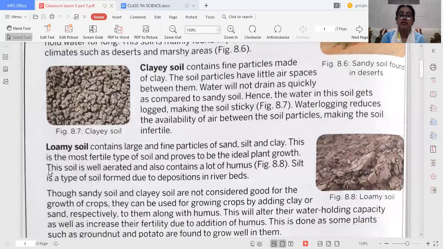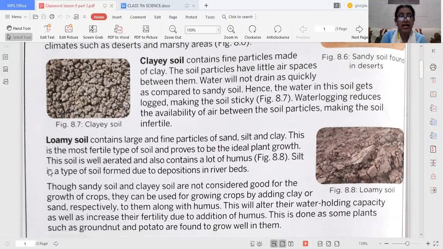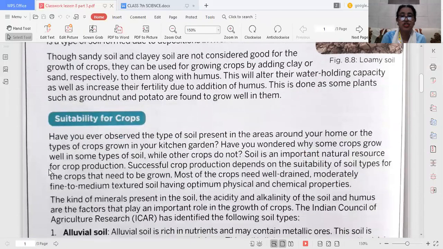Loamy soil is good for growing plants. That is actually the ideal soil for growing plants because it contains sand, silt, and clay all. And this is the most fertile type of soil, which is good for plant growth. This soil is well aerated, it can hold water properly, and it contains lots of humus. So that's why the loamy soil is the best soil.